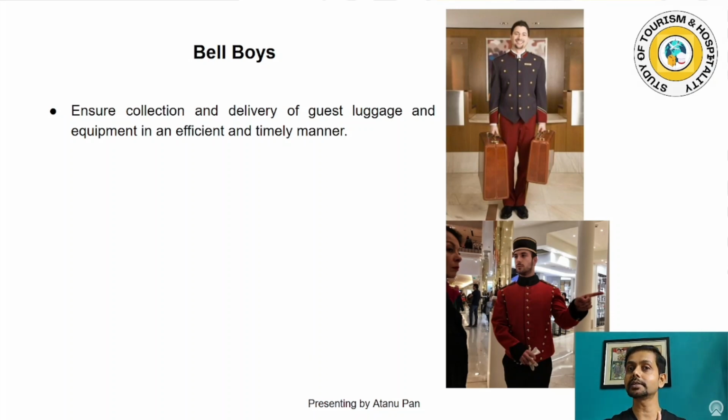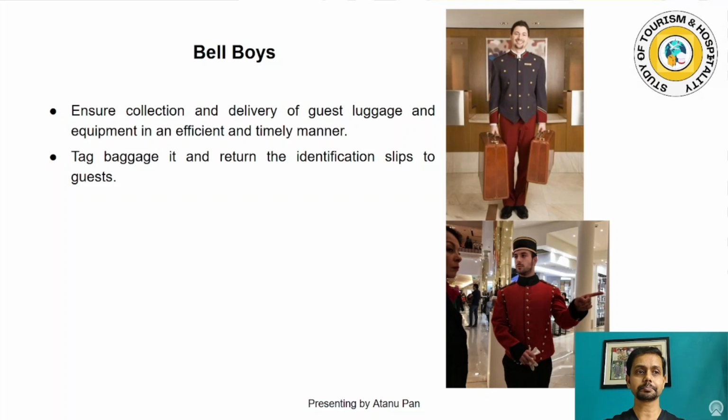Timely manner means if a guest comes and we deliver the luggage after 1 or 2 hours, that is a very bad impression. That should not happen. So the delivery should happen within a time frame, within a limited period, and in a proper way. There should not be any damage to the guest luggage.